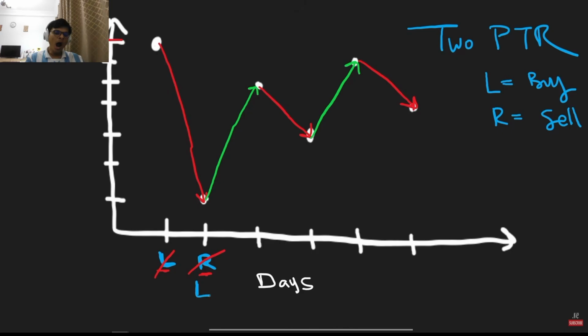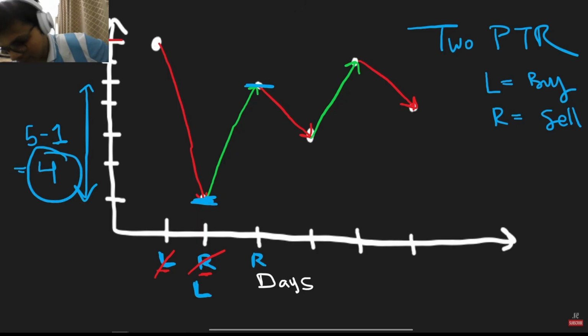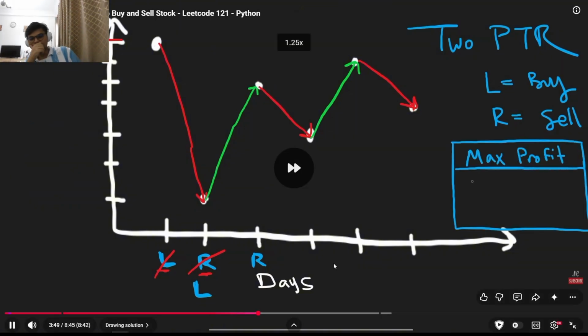So left is now going to be on day 2 and right is going to be on day 3. Now we see that the right value is actually greater than the left value. But what's the profit? The profit in this case is going to be 5 minus 1, which equals 4, which is so far our current max profit. So for the current max, I'm going to put a 4.